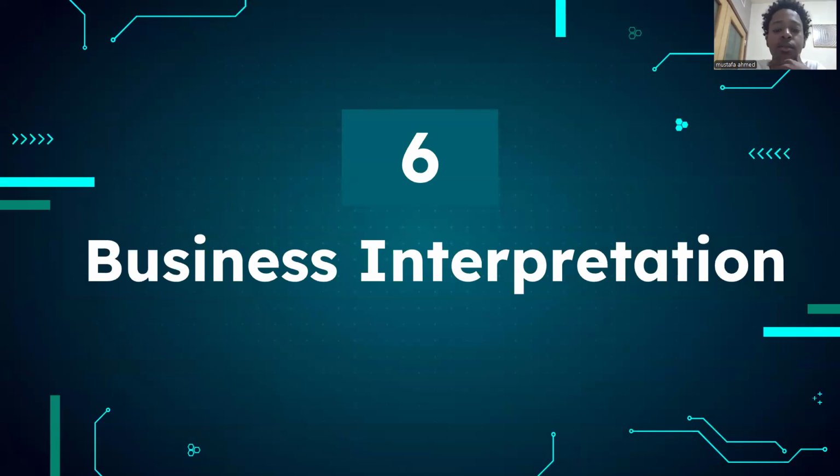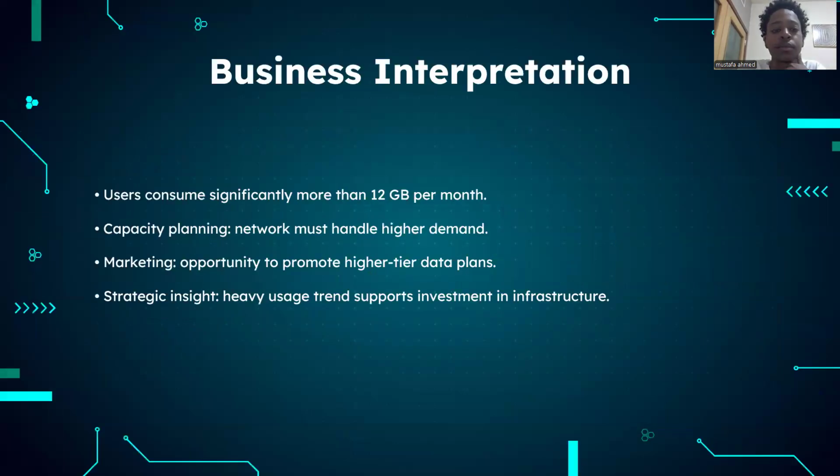Our business interpretation. Users consume significantly more than 12 gigabytes per month. Capacity planning: the network must handle a much higher demand. Marketing: opportunity to promote higher tier data plans. Strategic insight: the heavy usage trend supports investment in infrastructure.